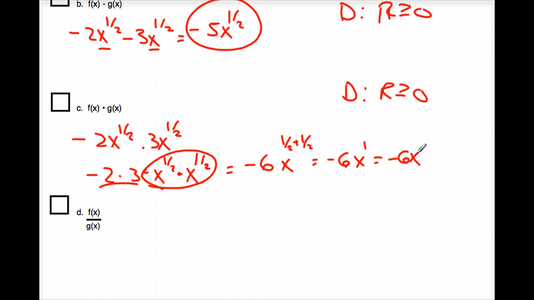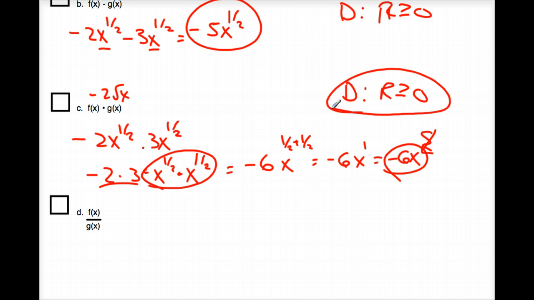Now here's an example, as I was trying to say earlier. This looks like you could plug in any real number and work, because you could take -6 times anything and it's fine. But because there was a square root at the beginning here, because this means -2 root x, you can't have a negative. So that's why the domain is still greater than or equal to 0.